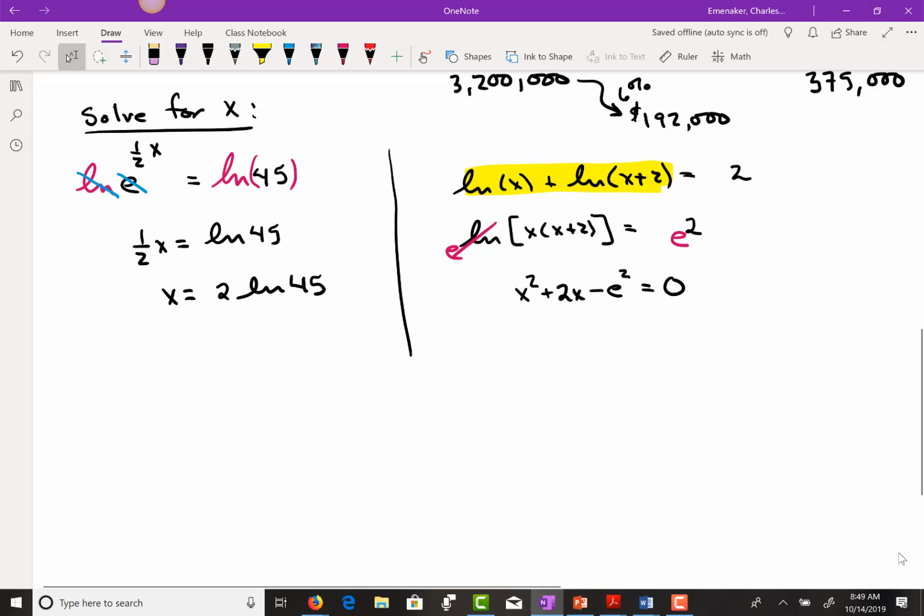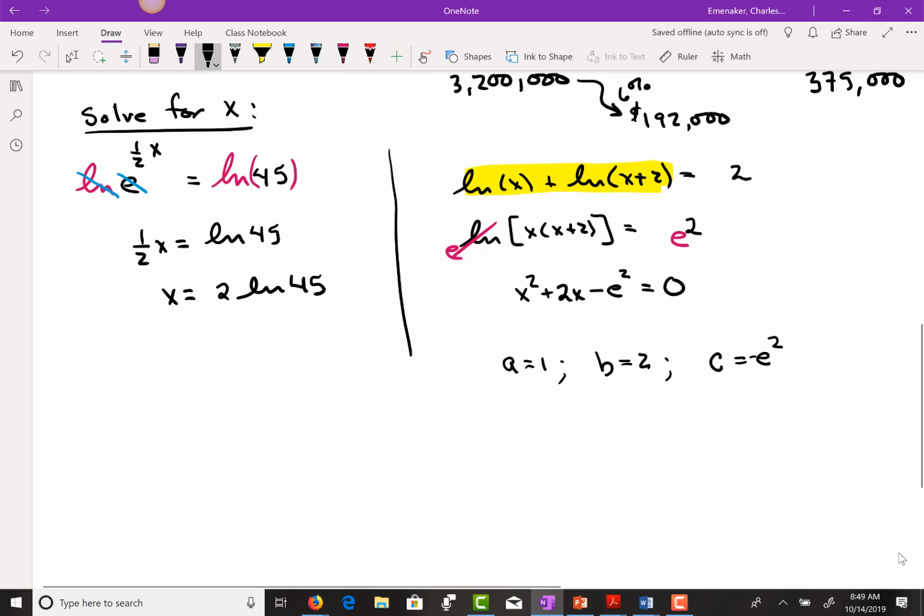Oh my gosh, how am I going to solve that? What's the e squared doing over there on the left side? You need a number there. E squared is a number. It's around 8. Not exactly 8, but something around there. And that's quadratic, isn't it? How do you solve quadratics? With the quadratic formula. And on this, a is equal to 1, b is equal to 2, and c is equal to negative e squared. Plug them into the quadratic formula and let it fly.